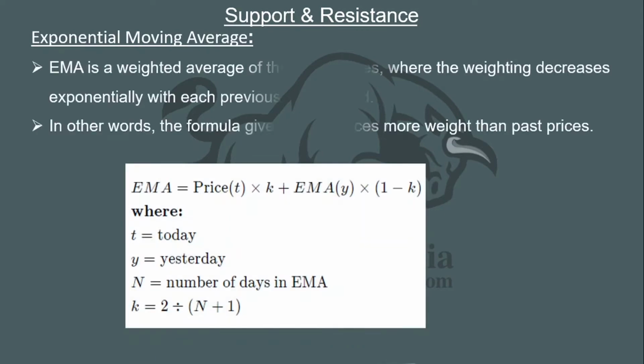Exponential moving average. Exponential moving average is a weighted average of the last n prices, where the weighting decreases exponentially with each previous price and period. In other words, the formula gives the recent price more weight than the past price. This is the formula for the EMA, but we need not memorize it because the indicator itself is available in every system. We can directly use the indicator with the preferred time period.